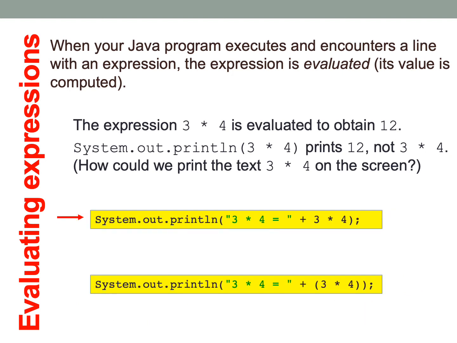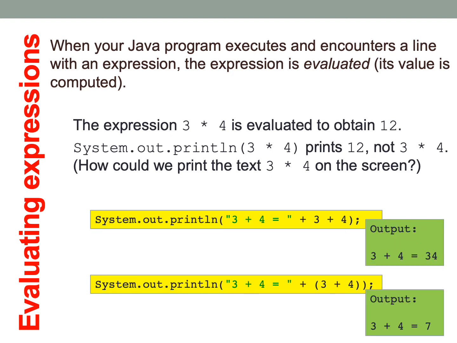So, what we can do is rewrite our println method to have a sentence or string within the double quotes to display 3 times 4. We can write it as System.out.println, double quote, 3 times 4 equals, close our double quote, plus 3 times 4. Do we need to have 3 times 4 in parentheses? In this problem, it does not matter because multiplication has higher priority than addition, so it will be done first, with or without the parentheses.